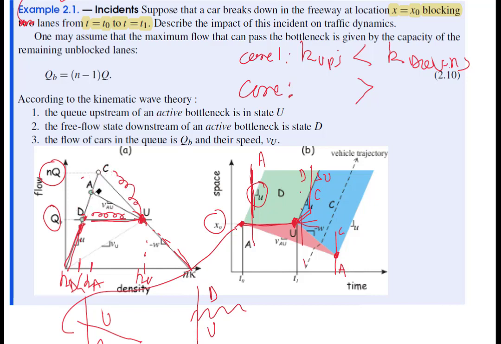All right, so A and C are in the same line, right? So the interface is going to be the slope of that line. All right, so that is the incident example. And now from this solution, we can calculate a bunch of things.